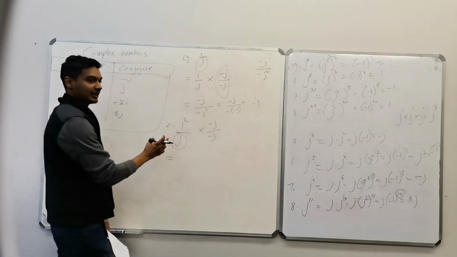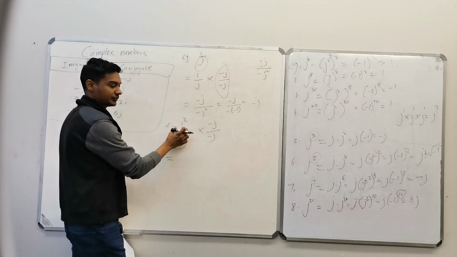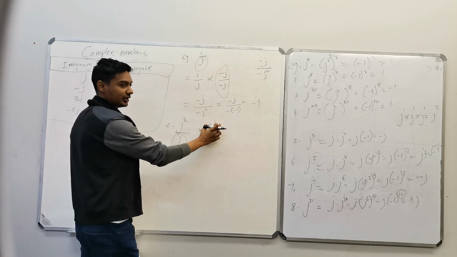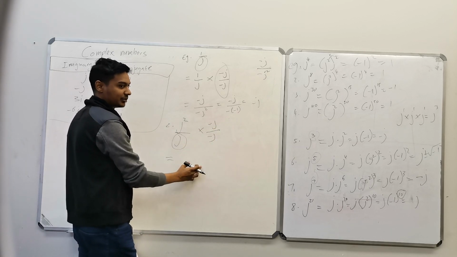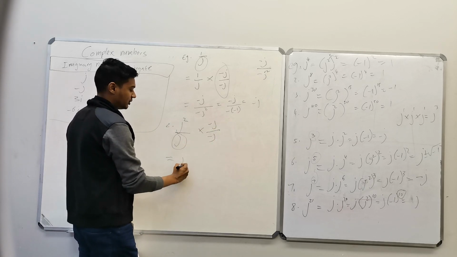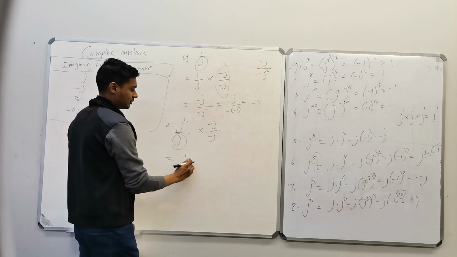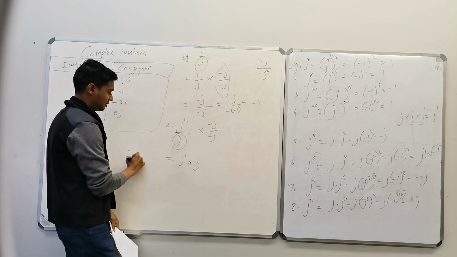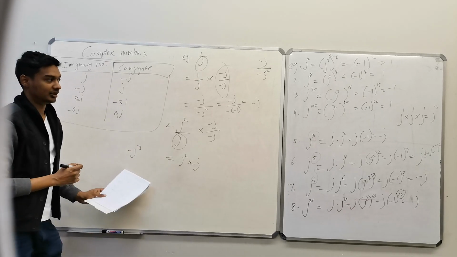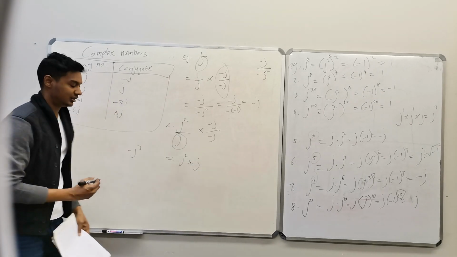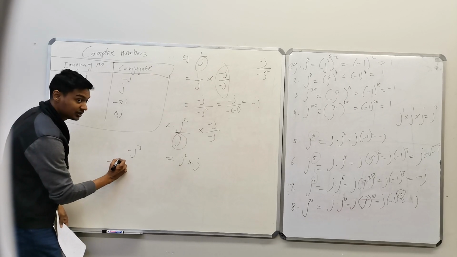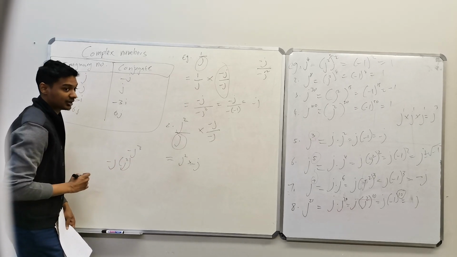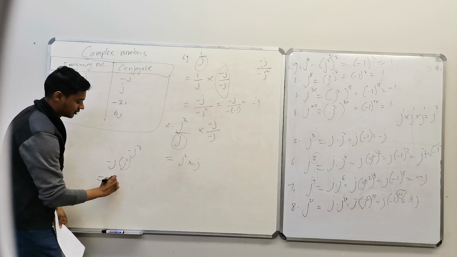j squared is minus 1, right? You understand? So we multiply it by negative j. We did j squared times minus j, and that's going to be minus j cubed. Remember? And then what's j cubed? Take one j out, and you'll have j squared inside.